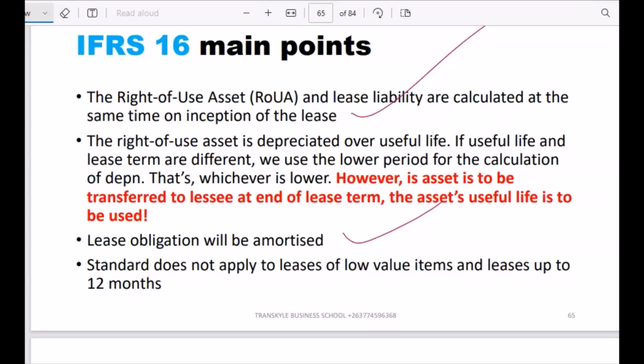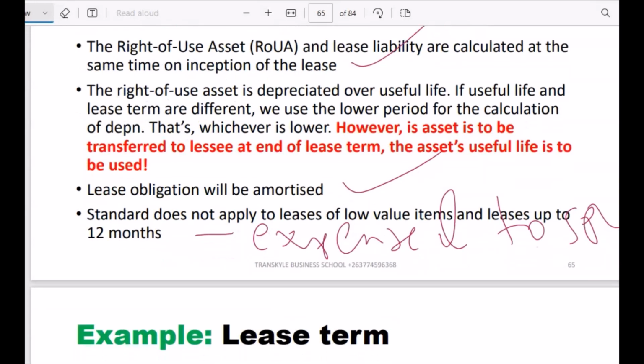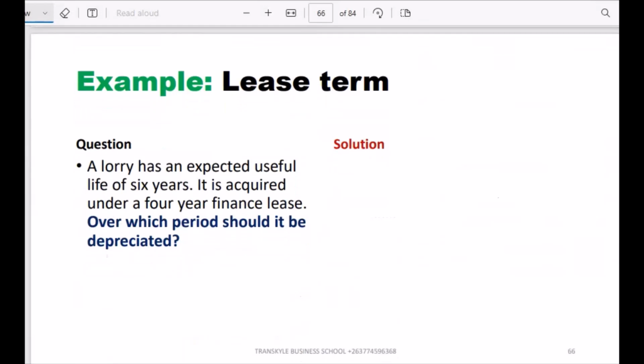Then the standard does not apply to leases of low value items and leases up to 12 months, and we say that these should be expensed to the P&L. They are expensed to the statement of profit or loss as they are incurred. Alright, so those were the main points you need to bear in mind. Now let's start with this particular example.